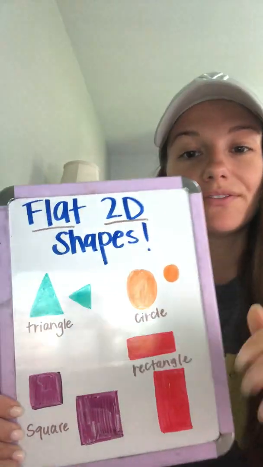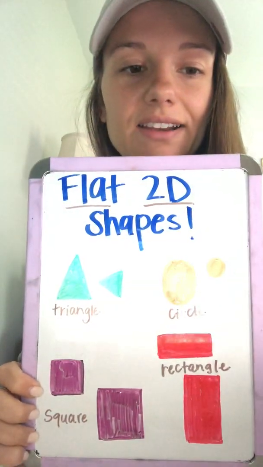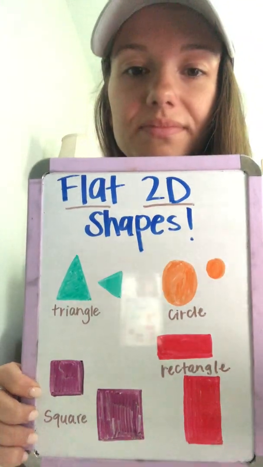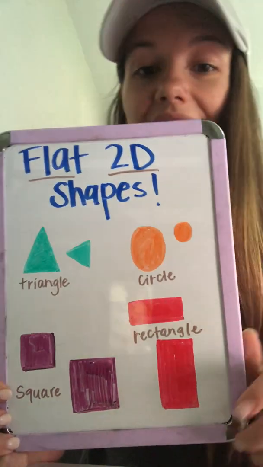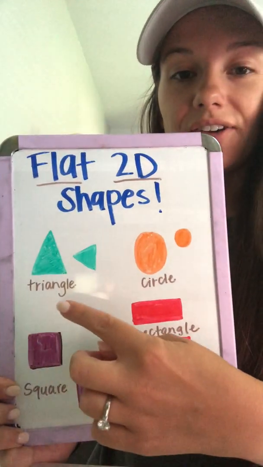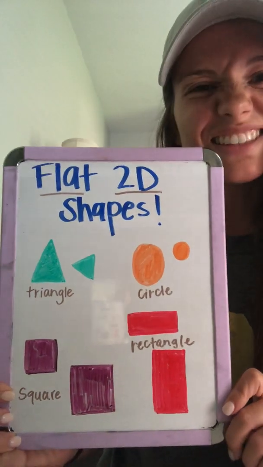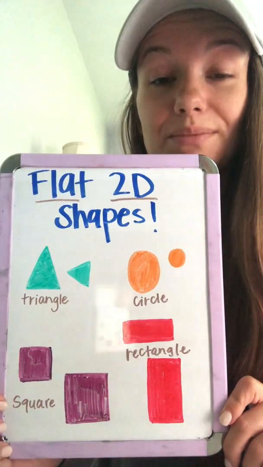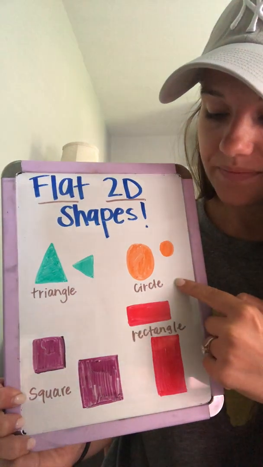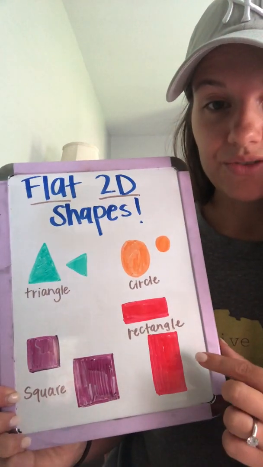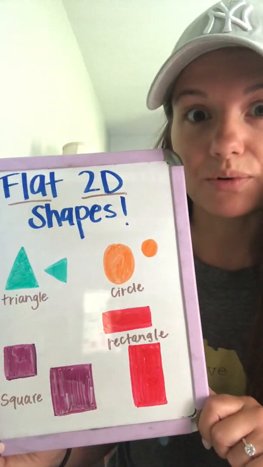And we have learned about 4 specific shapes. Let's see if I can get rid of the glare. So we've been looking at 4 specific shapes too. And those shapes are triangle, circle, square, and rectangle. Let's say those one more time. See if you can say the names of the shapes with me. Triangle, circle, square, rectangle. Awesome.